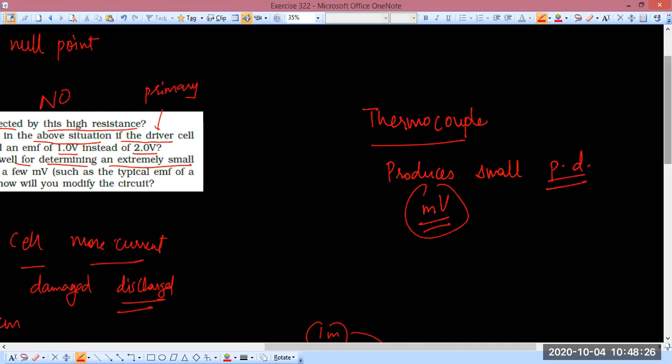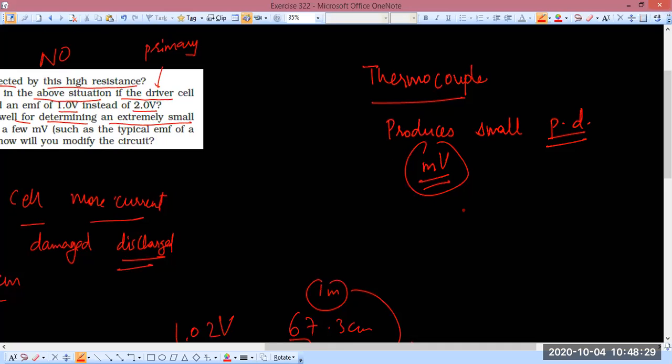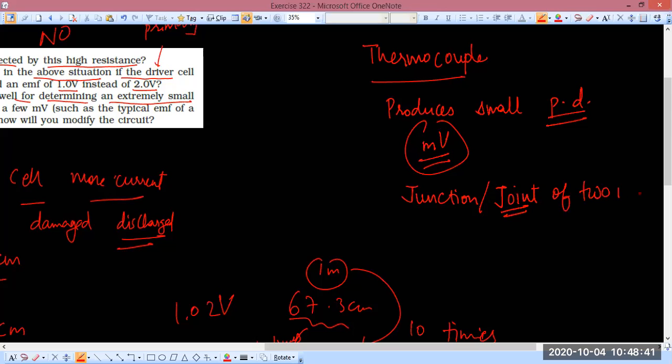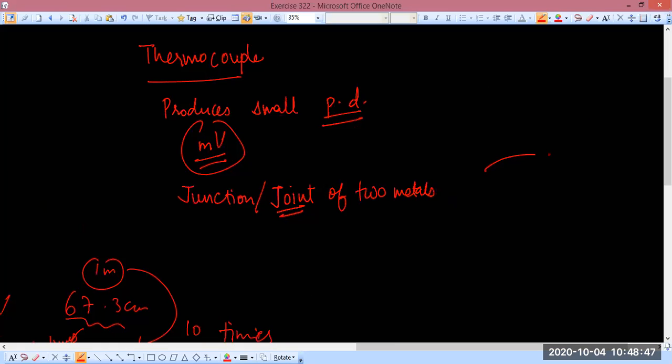Okay, so how is it made, let me tell you a little. A thermocouple is actually a junction. Junction means joint. A thermocouple is actually a joint of two metals, and basically it's something like this. Like let's say that red is iron, for example, and Cu is the copper part.